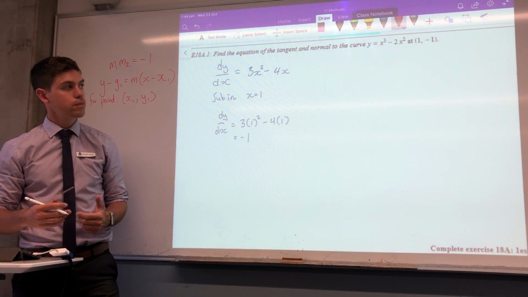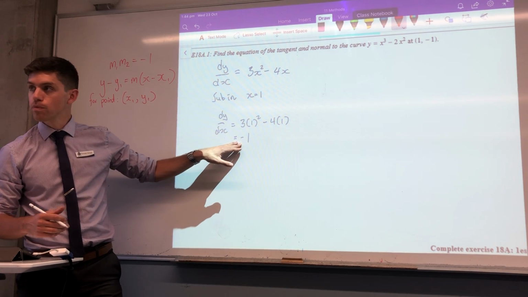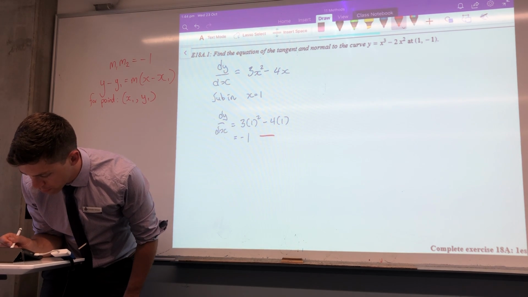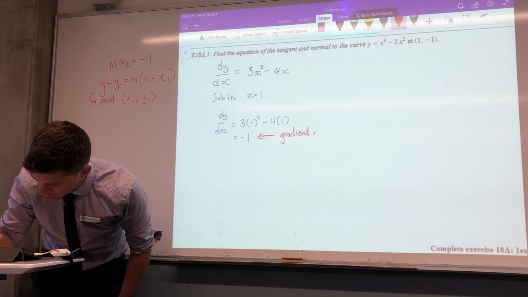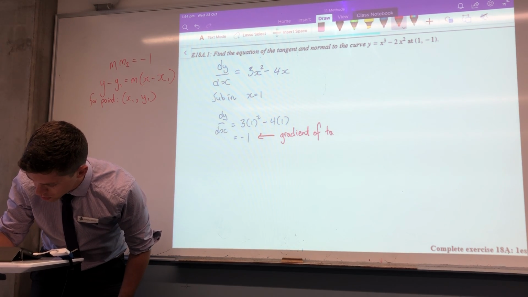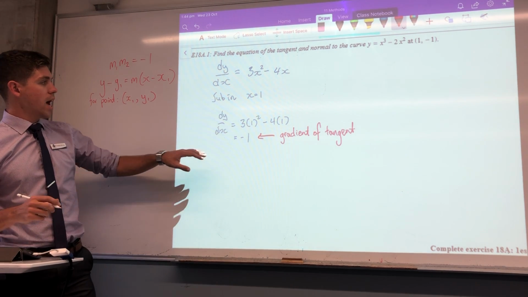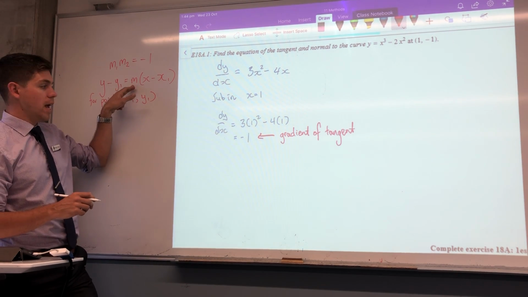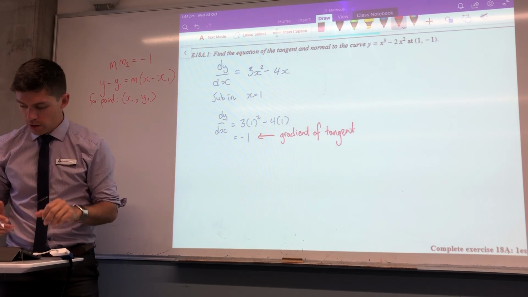So I'm just going to pause here. Can anyone tell me what this is? The gradient of the tangent at that point. Yes, what we've found is the gradient of the tangent line at x equals 1. So in other words, for this formula, we've found that m is negative 1. Can we use that?